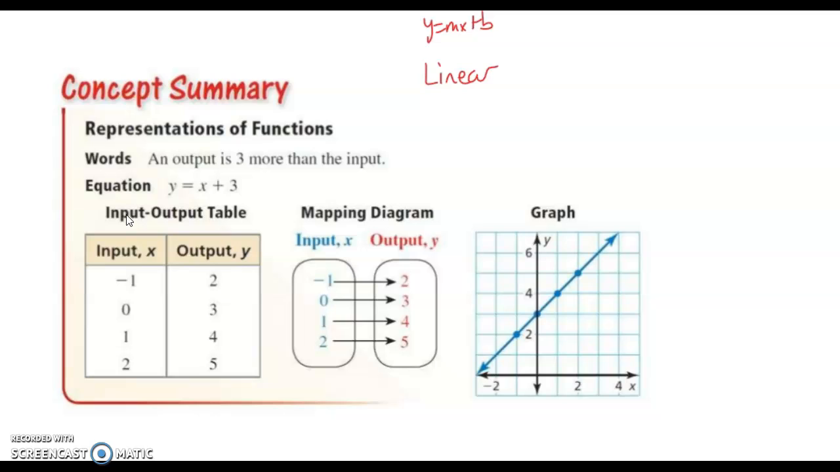Okay, and then down here we just have some reminders of how we can represent functions. We can use words as a description, an equation, an input-output table. This is a vertical one. It can also go horizontal like this. This is called a mapping diagram. And then we have a graph. And those are all different ways we can represent functions.